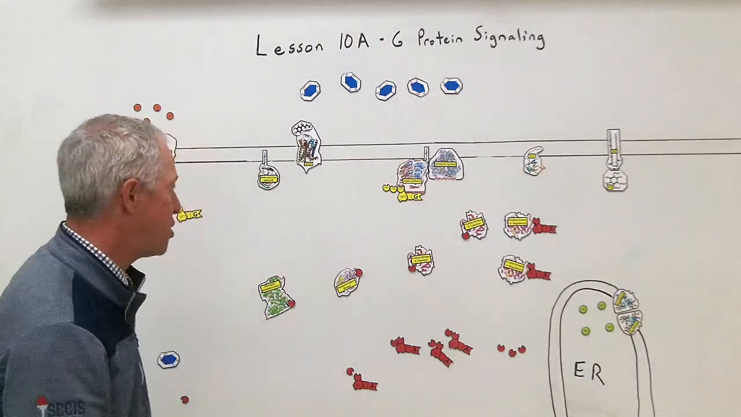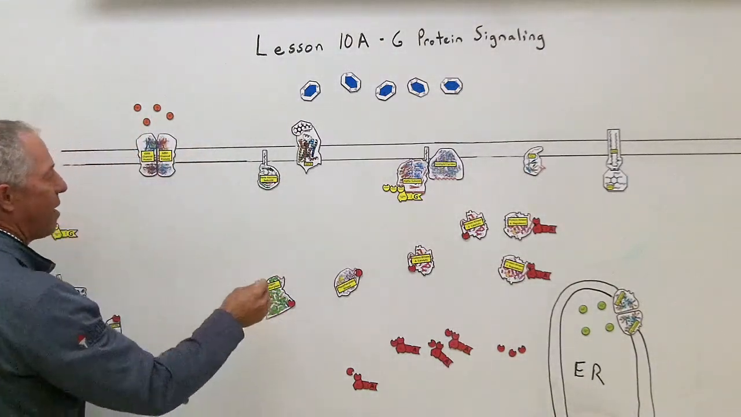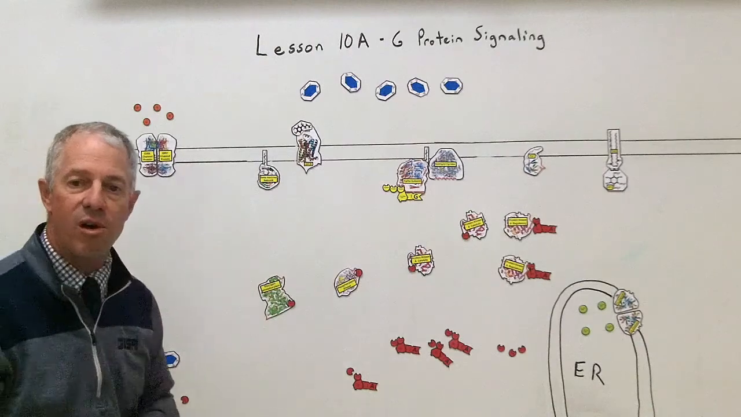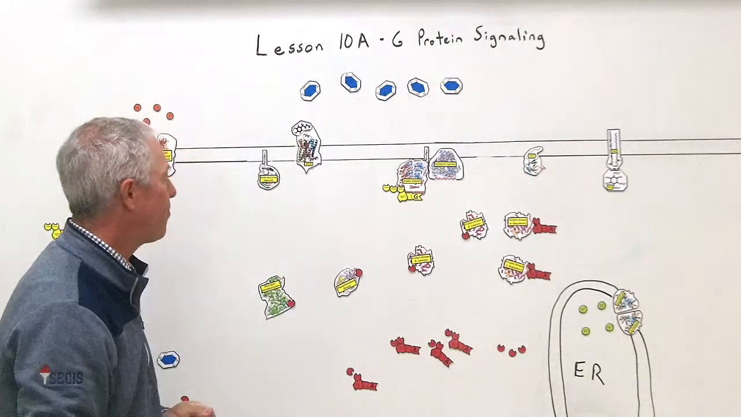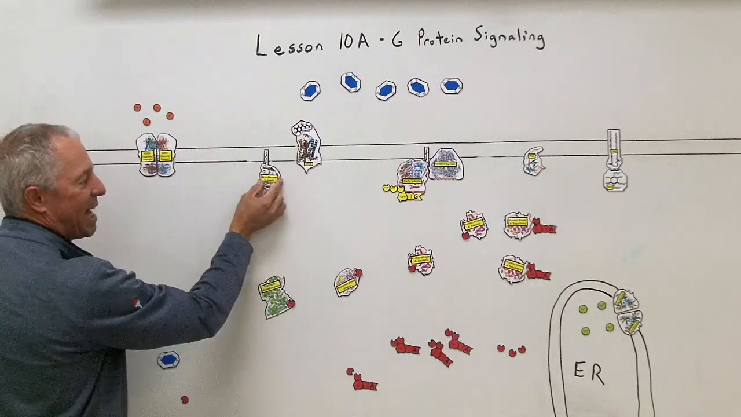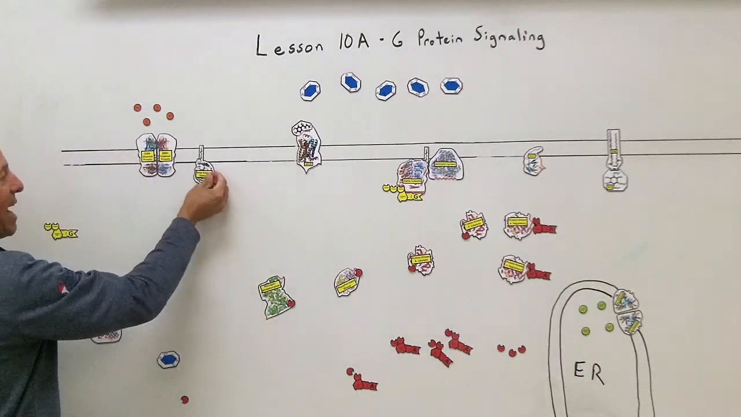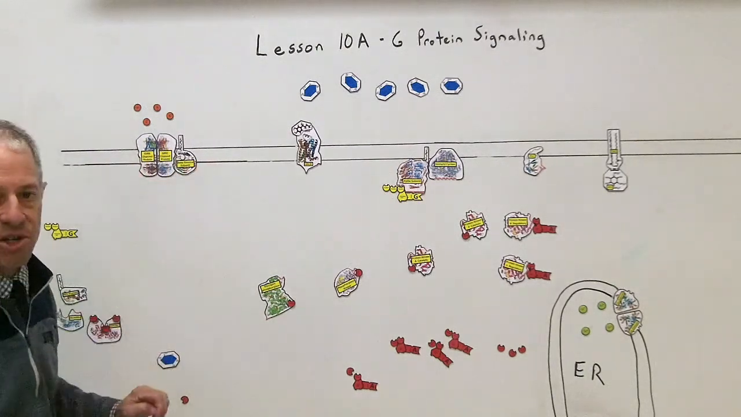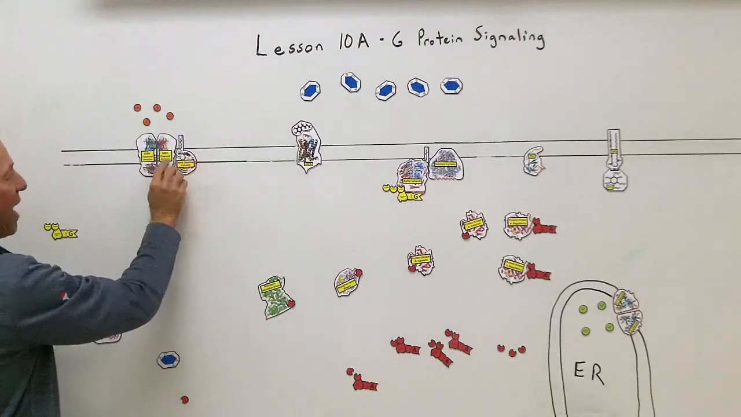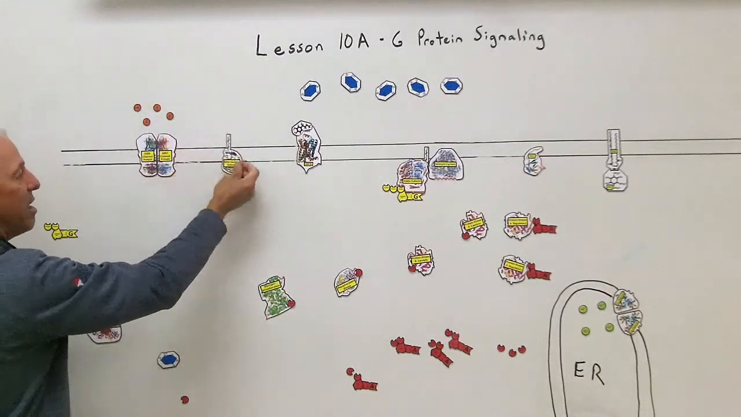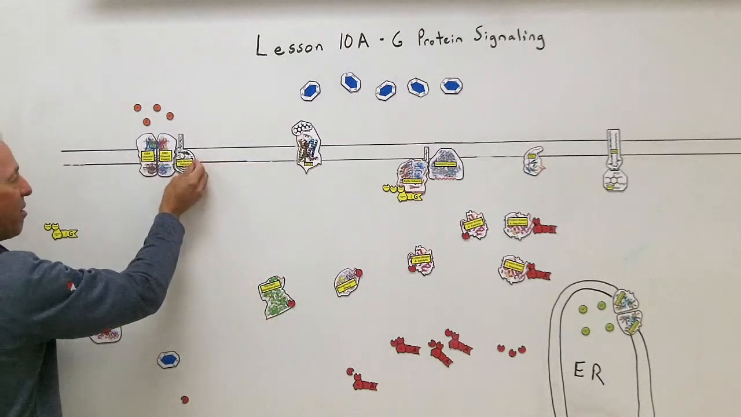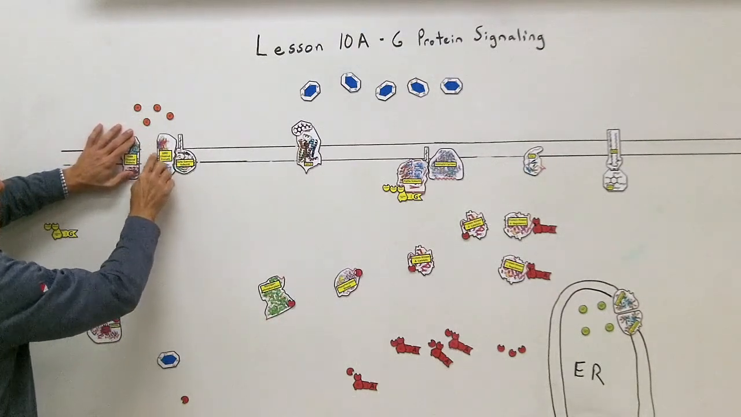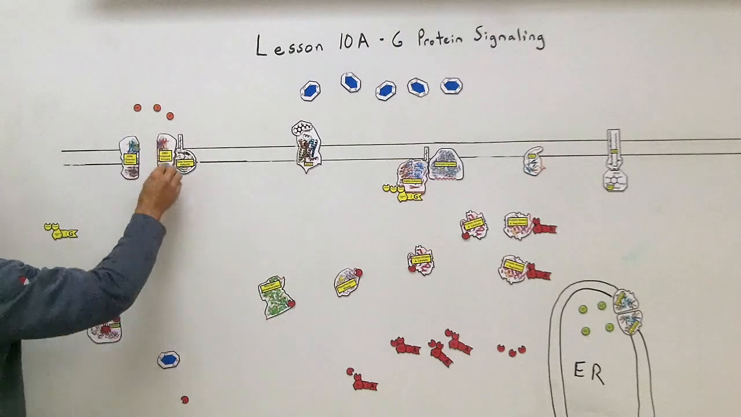Now, a couple other things I want to show. The beta gamma subunit that was released can go on to also cause other things to happen in a cell. Some cells use the beta gamma subunit to activate a channel protein called a GIRK channel, which actually lets in potassium ions. The beta gamma subunit can attach to the GIRK channel. The GIRK channel protein can open up, and let potassium into the cell.